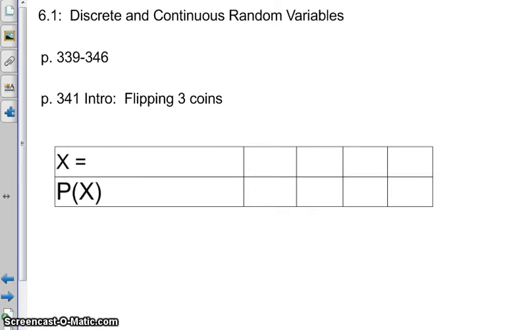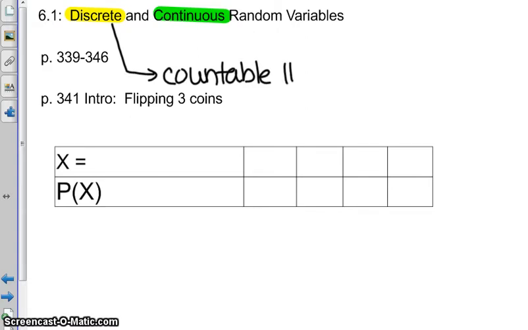What we're going to look at in this first section is discrete random variables and continuous random variables. When we talk about discrete, we're talking about a countable number of outcomes. We're going to talk about that with the situation of flipping three coins. When I flip my three coins, there's a countable number of outcomes.